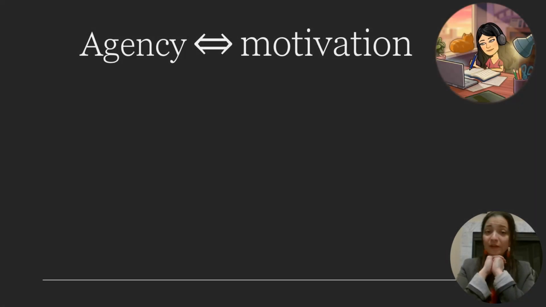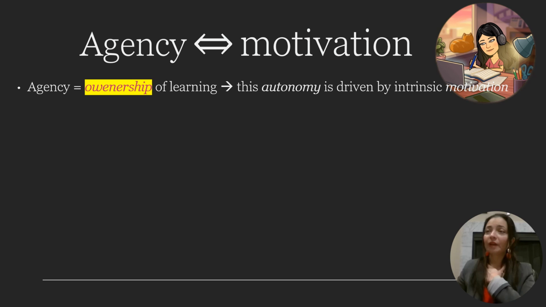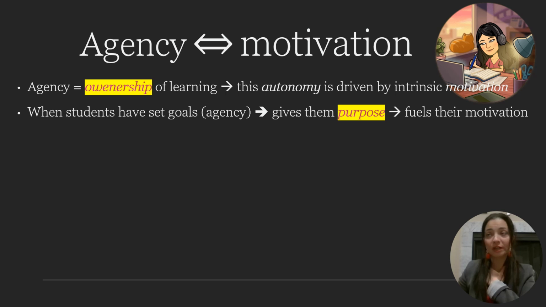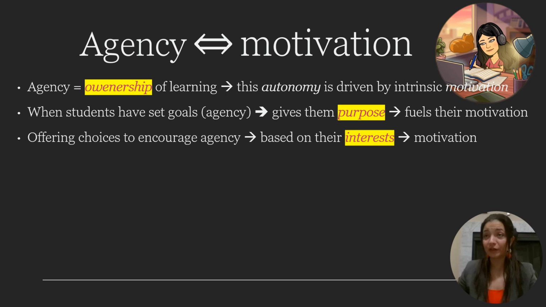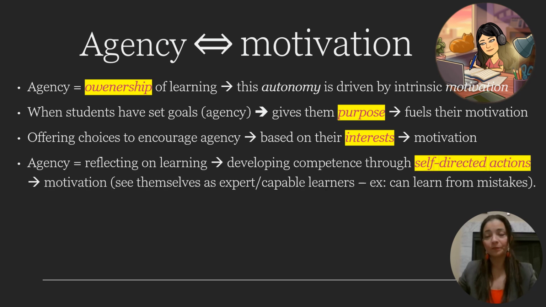Agency and motivation are interrelated, and here are some ways how they are interrelated. Agency means ownership of learning. This autonomy is driven by intrinsic motivation. When students have set goals, that gives them purpose, and this fuels their motivation. Also, offering choices encourages agency, and because those choices are often based on the student's interests, this fuels their motivation.